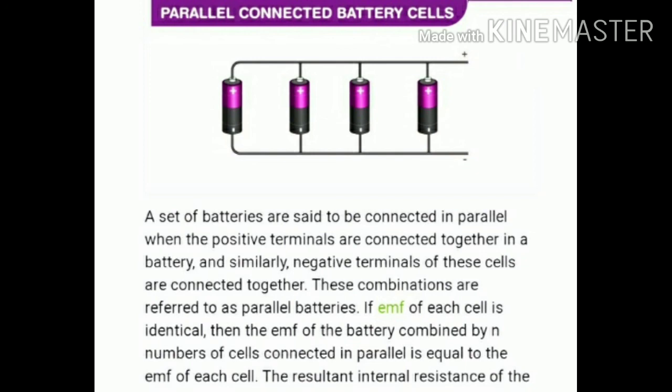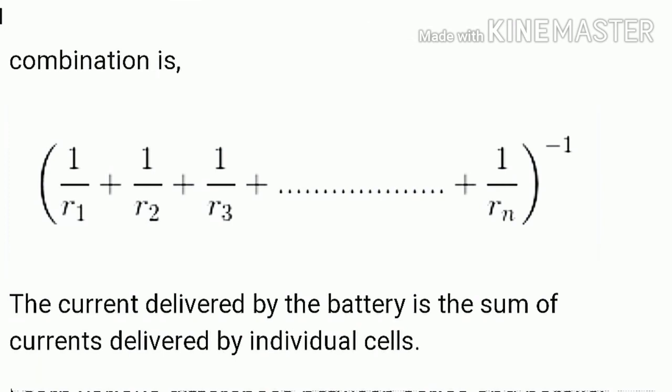The resultant internal resistance of the combination is, in brackets, 1 upon R1 plus 1 upon R2 plus 1 upon R3 and so on, bracket complete, raised to minus 1. The current delivered by the battery is the sum of the currents delivered by individual cells.